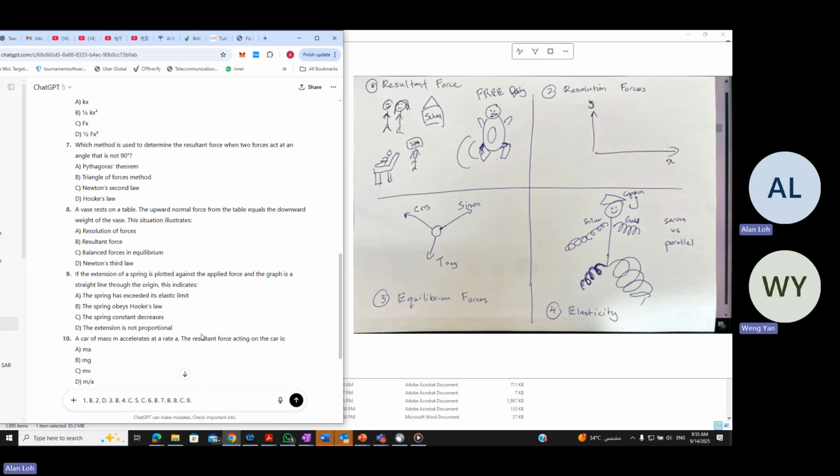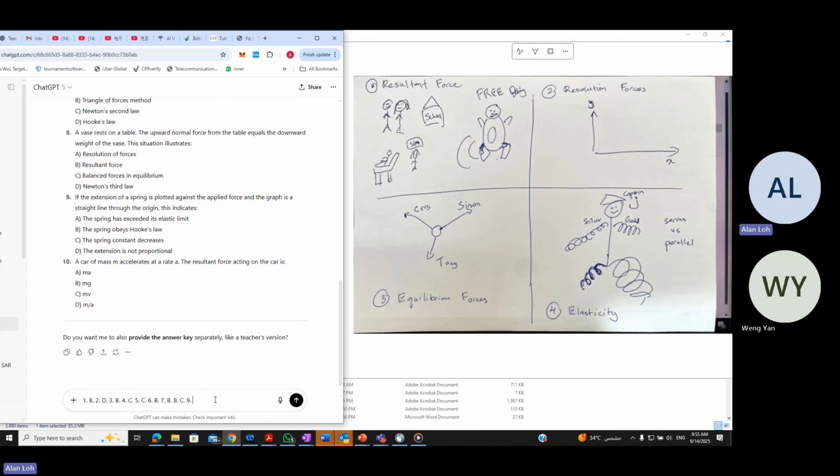Number 9. If the extension of a string is plotted against the applied force, the graph is a straight line through the origin. I think this one's the fourth box, is it? The fourth one. I think it's the fourth one, and it's the string of Hooke's law. And then number 10 is F equals ma, which is the first one, resultant force, the SPM story. So 10 is A.